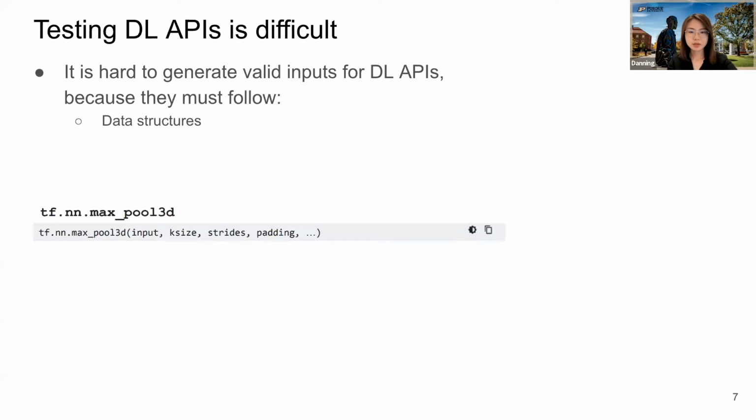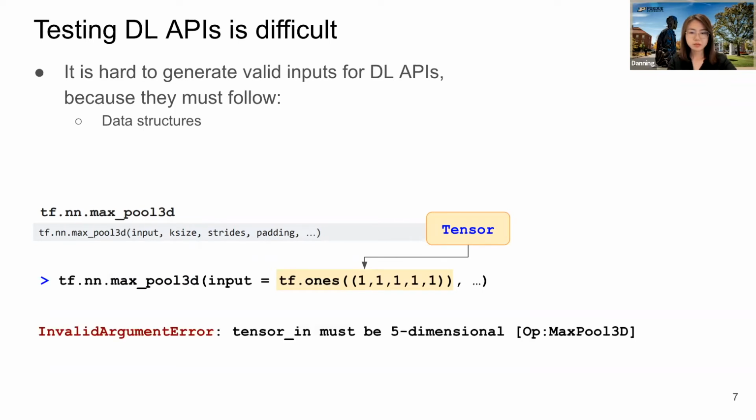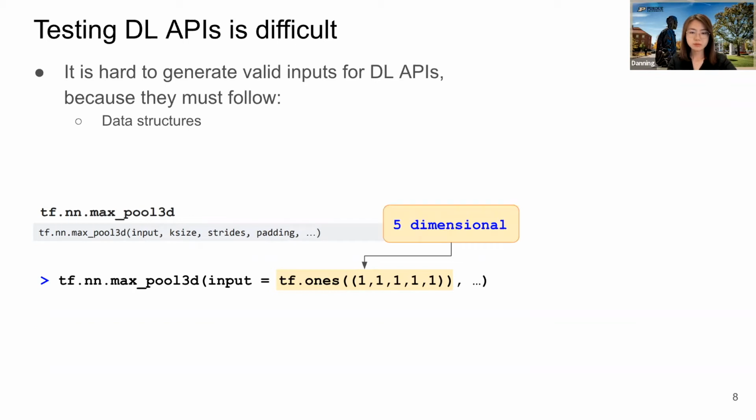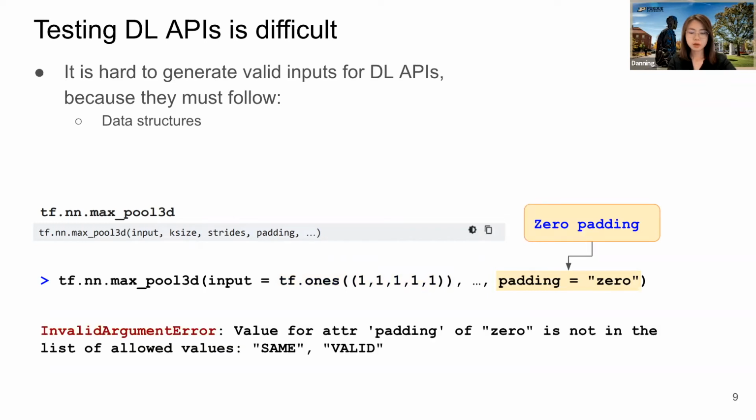Let's take a look at another example. Here, in the TensorFlow API max pool3d, which conducts a pooling operation for the input tensor, we generate a tensor for the parameter input. However, it throws an error saying that the input should be 5-dimensional. After we pass the parameter input with the correct dimension, we pass 0 for the required parameter padding to enable zero padding. However, we got another exception saying that the parameter padding should be either same or valid.